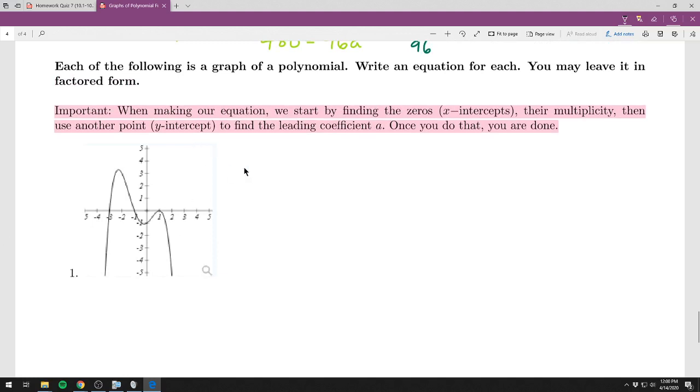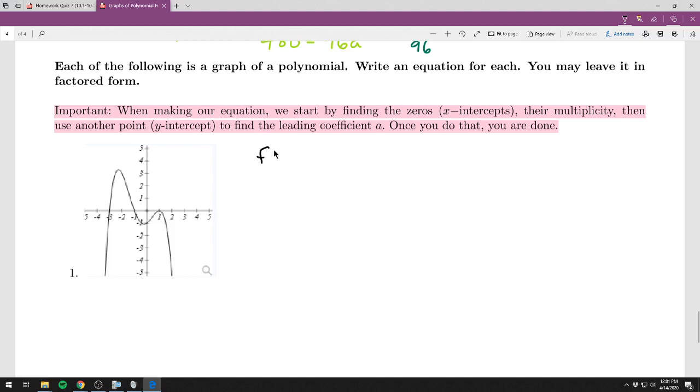All right, so for the graphs, they're all pretty much the same idea built on what we just did. When you're given the graph, you look at what your zeros are, which are your x-intercepts. You look at their multiplicities, and then you use another point, which is pretty much always going to be the y-intercept, because it's the only one you can really see on the graphs, to find the leading coefficient a.